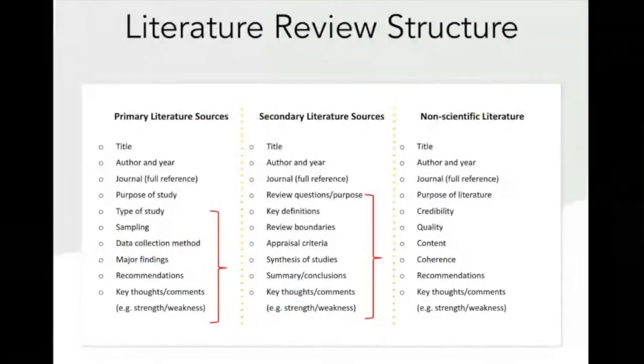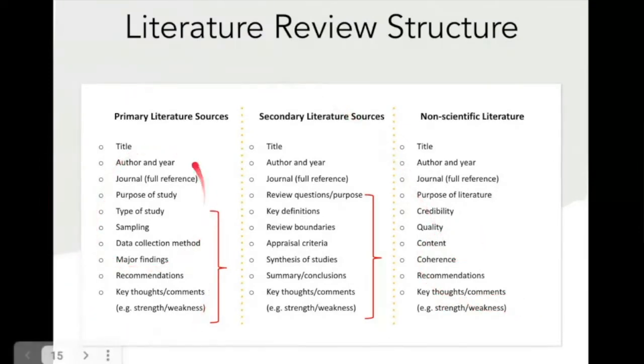Okay. So for literature review structure, you can divide it into primary, secondary, and non-scientific literature. So let's look at the non-scientific literature. It's not formal. It's not structured. It's unstructured. It could be literature from an essay or newspaper or magazine, books, which are not scientific. So it has the title, author, journal, credibility, quality of content, coherent recommendation.